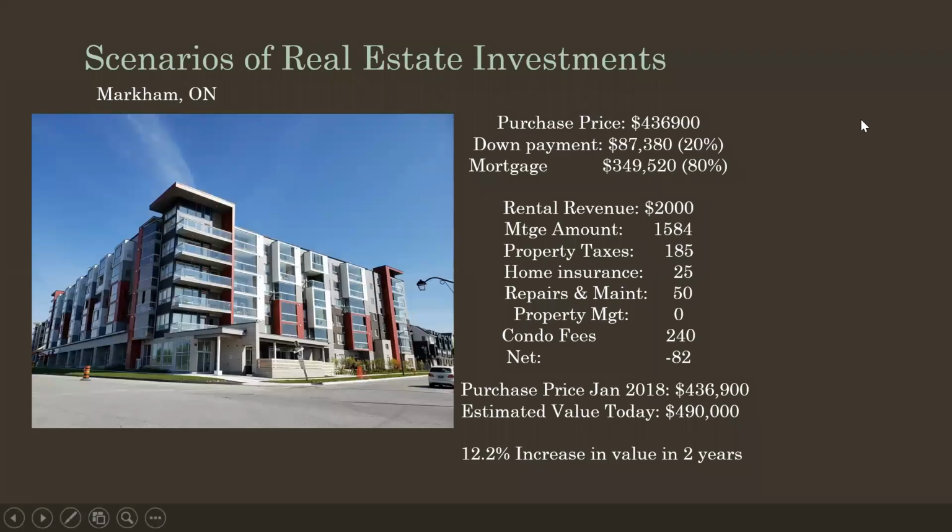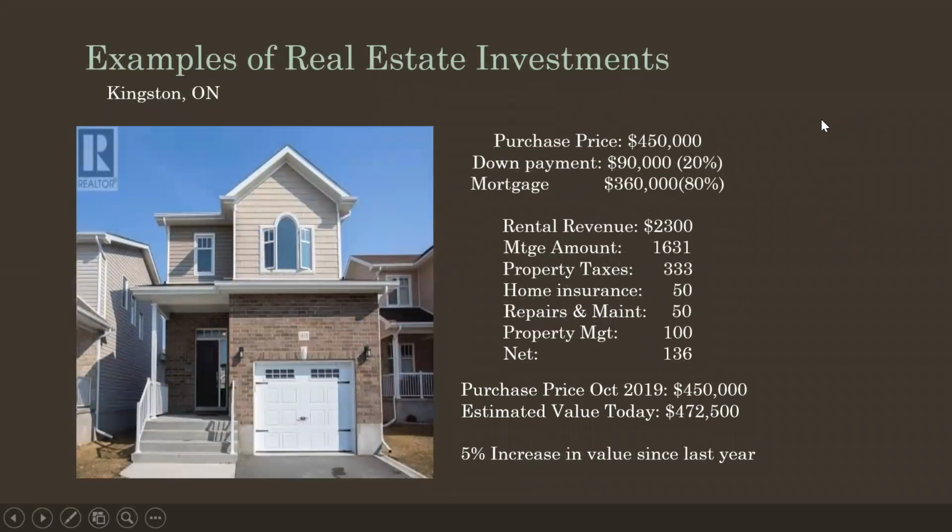Now, I want to talk to you about a second example. I'm not going to go too much in depth for this one, but I just want to show you what a client of mine did in Kingston. So this is a property in Kingston, Ontario. It's a beautiful property, detached, 3 bedrooms, 3 washrooms with a finished basement. This property purchase price was $450,000. The down payment was $90,000, 20%. The mortgage amount was $360,000.